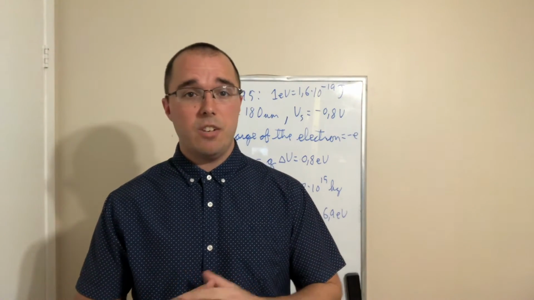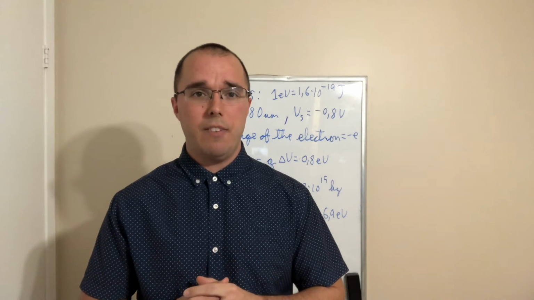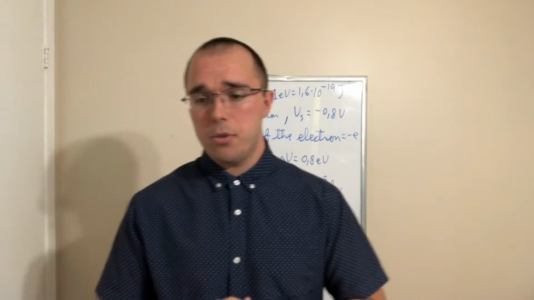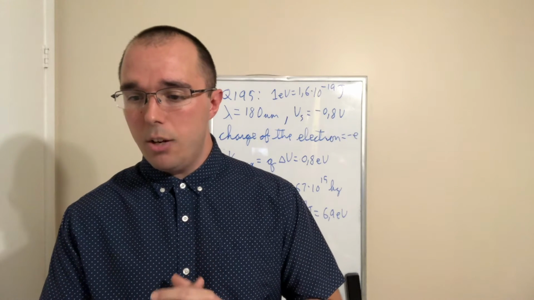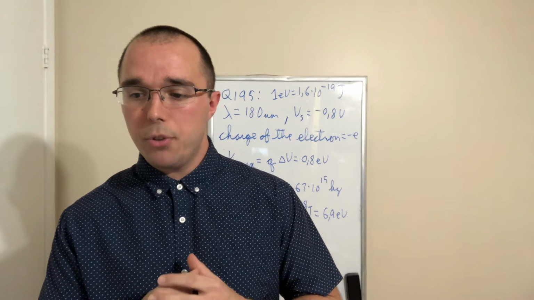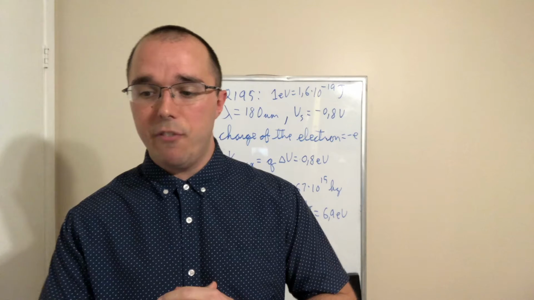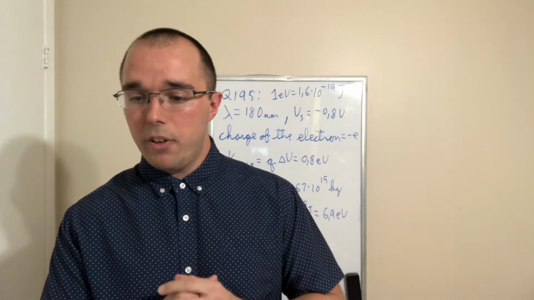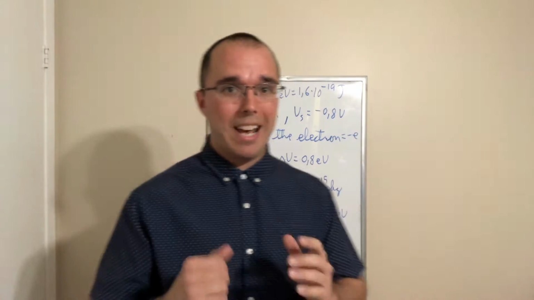All right, this is the first example of chapter 9.2. It is question 195. Let's read the question first. Question 195. When a 180 nanometer light is used in an experiment with an unknown metal, the measured photocurrent dropped to zero at a potential of minus 0.8 volt. Determine the work function of the metal and its cutoff frequency for the photoelectric effect.